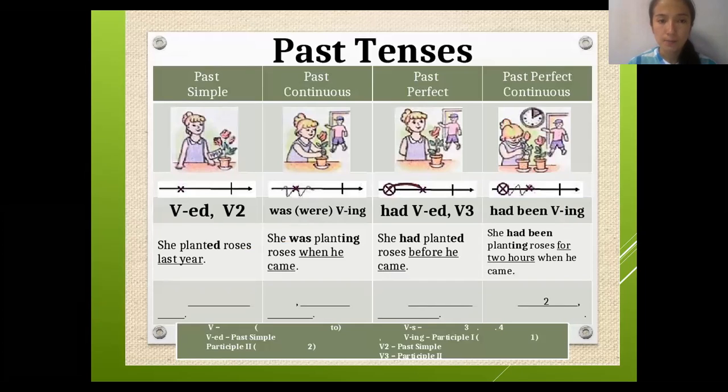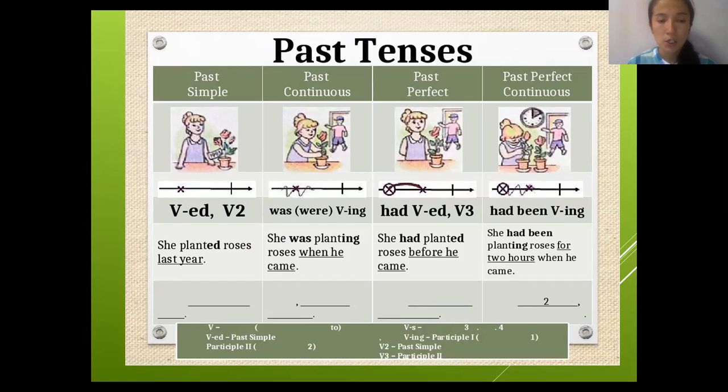Past tenses. Past simple form: verb ending ed, or if the verb is irregular, verb second form. Past continuous: was, were, verb ending ing. Past perfect: had, verb ending ed. Past perfect continuous: had been, verb ending ing.